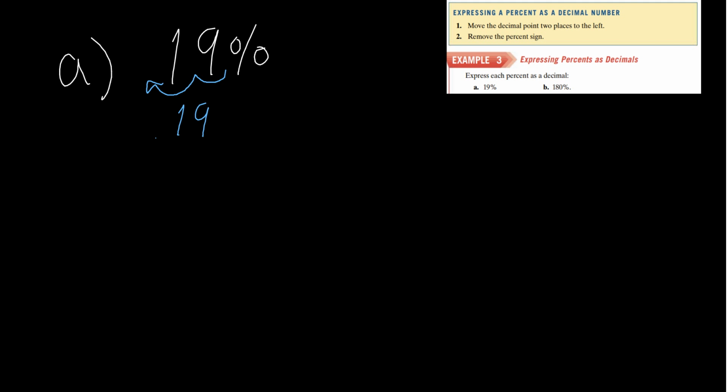Let's look at A real fast. If we write 19%, we obviously don't see a decimal place. There's no decimal place, but there is an implied decimal, right? The implied decimal is located right here at the end, so it's 19.0%. What we're going to do is take that implied decimal place and move it two places to the left, 1, 2, and we'll have 0.19, and then we remove the percent sign.